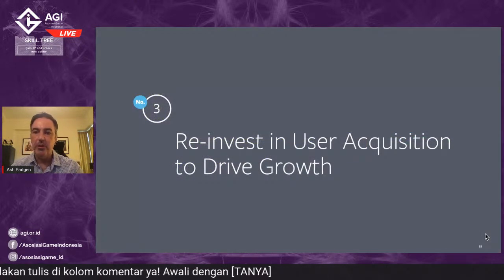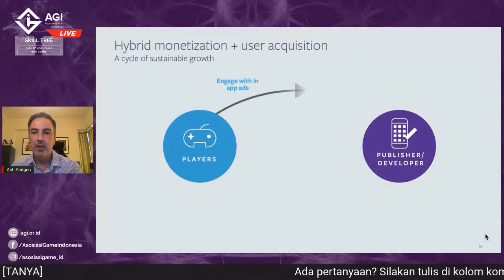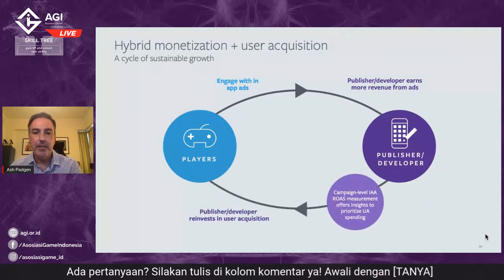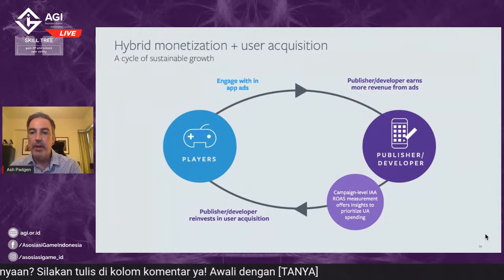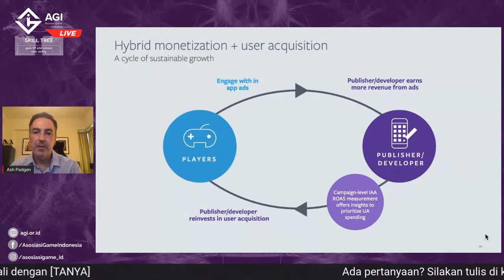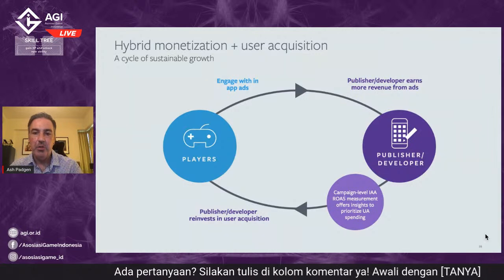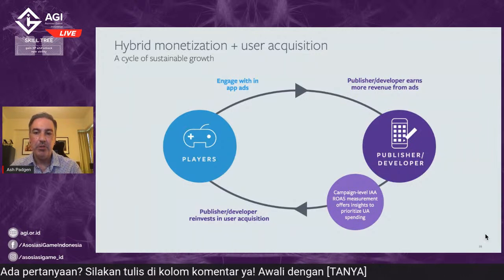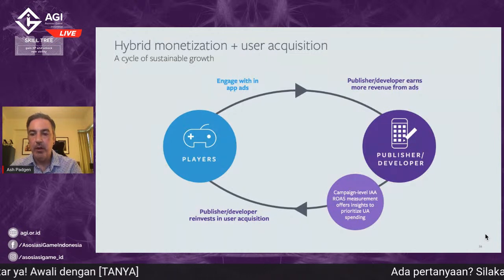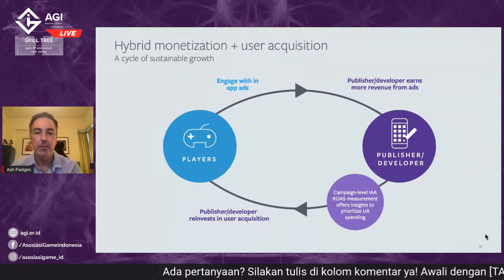Let's look at that cycle of monetization and user acquisition in a little more detail. This illustration shows the cycle of sustainable growth. As players engage with ads, you earn more and can spend more on ads to acquire new, high-value users. As of June 2020, Audience Network and AppsFlyer have partnered to offer campaign-level in-app ad return on ad spend measurement. This offers detailed insights that allow you to prioritize where to reinvest into user acquisition efforts for your games.